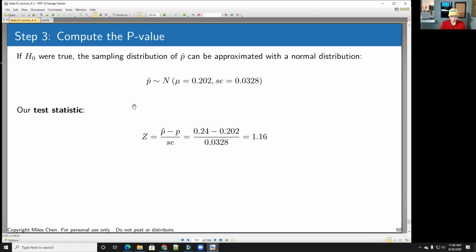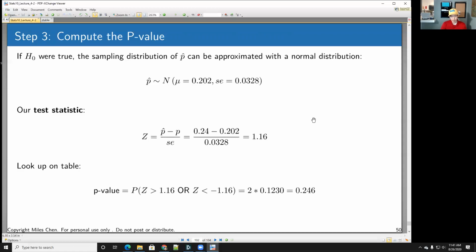So anyway, p hat would come from this normal distribution, which we've determined from the central limit theorem, where the mean is 0.202. If the null hypothesis were true, I would expect random samples to still produce a mean of 20.2%. I got a sample where the proportion is 24%. So we take that difference and divide by the standard error, which we calculated, and I get a z-score of 1.16.